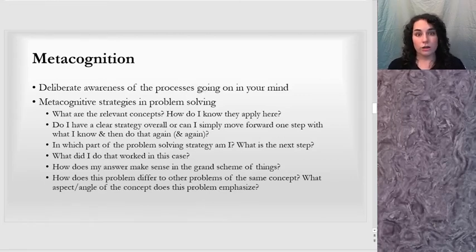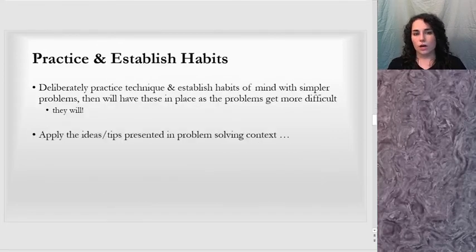So when you're looking at all that, when you're bringing your problem solving and this conscious problem solving together, you're going to get more productive learning. It's not just getting the answer and being done. It's that you're making your time a little bit more working for you. So what you're going to do is practice and establish habits, right? We're establishing a neural network, a stable neural network, so we're going to deliberately practice technique and establish habits of mind. And I'm going to do this with simpler problems.